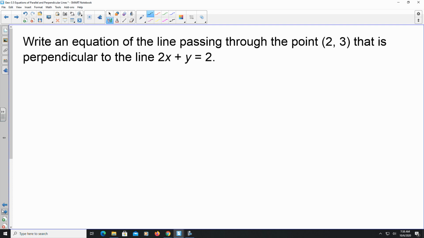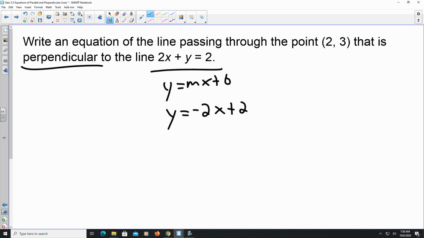Looking at this one here, same idea, but now we're looking at perpendicular lines. First, this is not in slope-intercept form, so I have to put it into this form. That means I have to get y by itself. So now I'm going to say that y is equal to -2x plus 2.